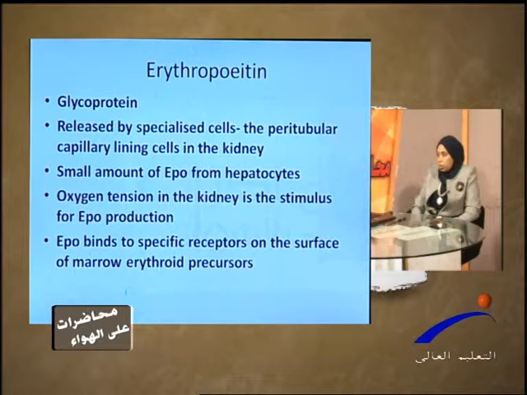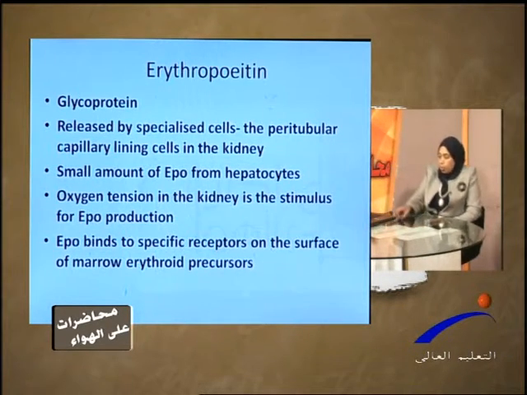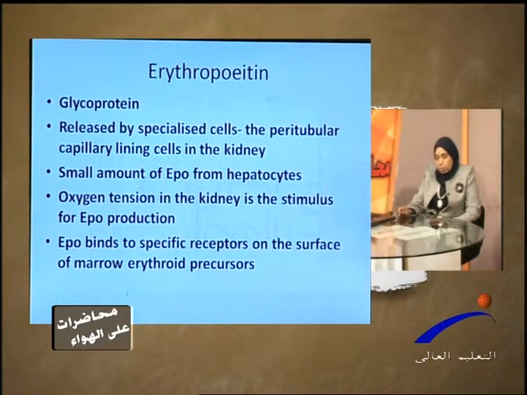What is erythropoietin? Erythropoietin is a glycoprotein released from specialized cells in the peritubular capillary lining of the kidney. A small amount of erythropoietin from hepatocytes can also form, but the major source is the kidney. Decreased oxygen tension is the major stimulus for erythropoietin release. Erythropoietin binds to specific receptors on the surface of the marrow erythroid precursors, so it stimulates their division.